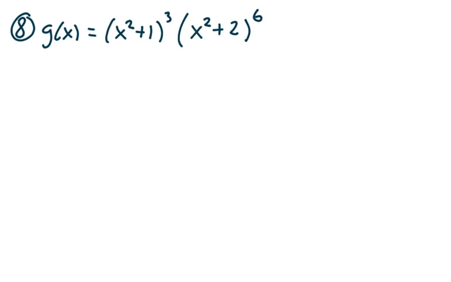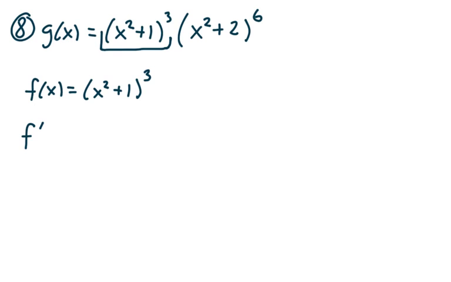raised to the sixth. Now, again, if it's overwhelming to look at the product rule and the chain rule all in one shot, let's break it up a little bit. It doesn't hurt. So first, we'll call this f of x is equal to x squared plus 1 raised to the third power.